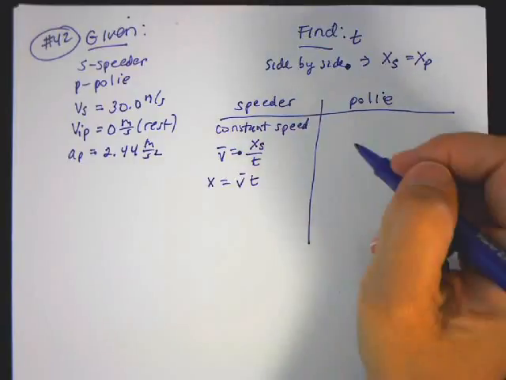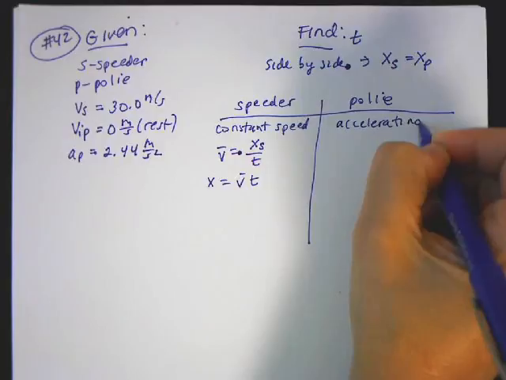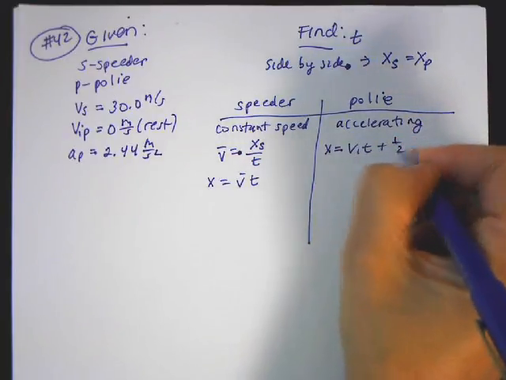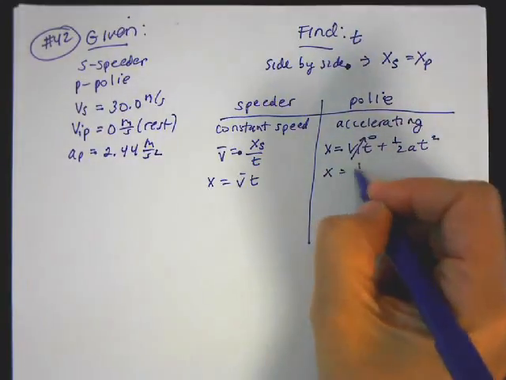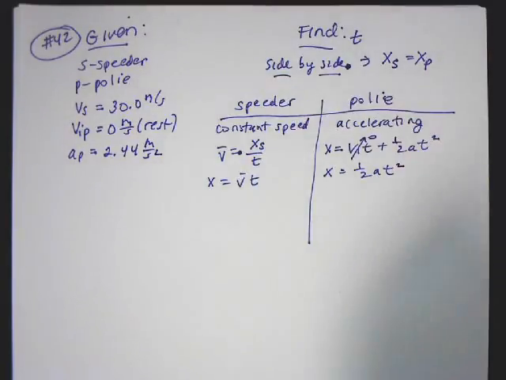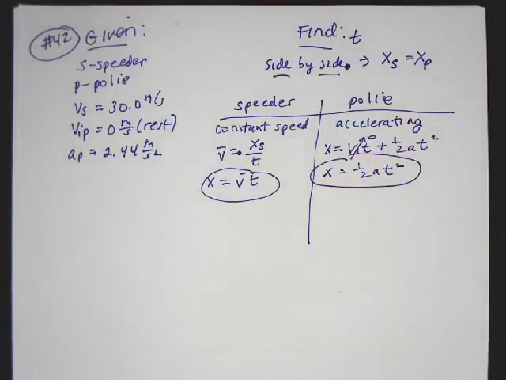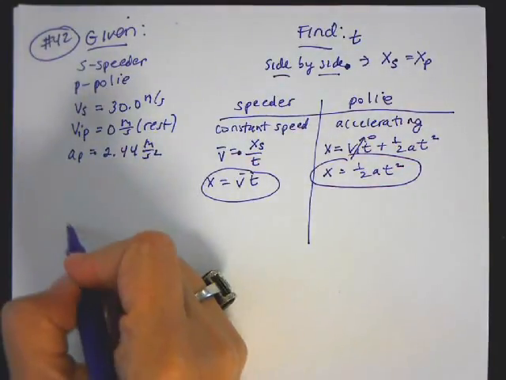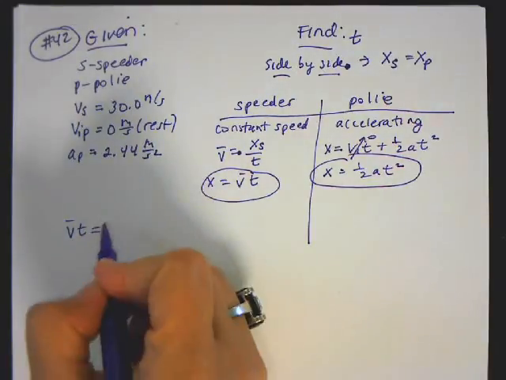Now for the police car, because he is accelerating, I know that x is equal to v_i t plus 1/2 a t squared. The initial velocity is 0, so x is equal to 1/2 a t squared. Now remember, when they're side by side, the x's are equal. So this x is going to be equal to this x. So I'm going to set these two equations equal to each other. So I'm going to say vt, that's the velocity of the speeder times time, is equal to 1/2 a t squared.